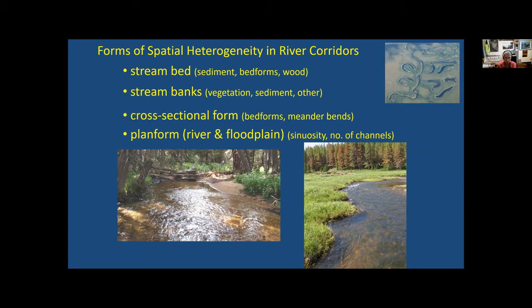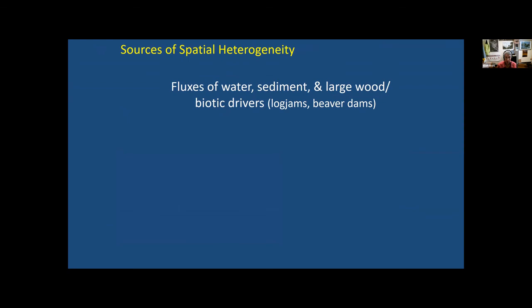What creates these different forms of spatial heterogeneity? Well, fundamentally, it's fluxes of water and sediment. And again, in forested river corridors, large wood and what I've called biotic drivers: log jams throughout the world, and in the northern hemisphere, beaver dams. These create erosion and deposition that is not spatially and temporally uniform. So that creates heterogeneity.